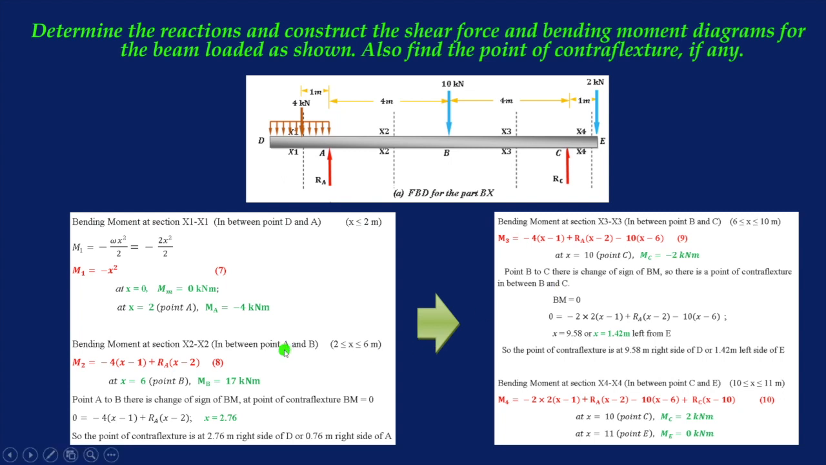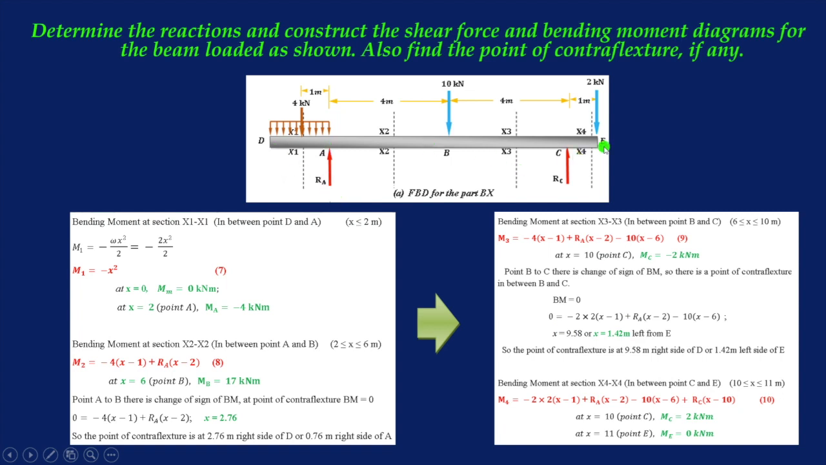So from this section x2 to x3, the bending moment sign is again changing, meaning another point of contraflexure is there. So substitute M3 equals 0 to get that value. Substituting the 0, we are getting x equals 9.58, which is the distance from the D end.